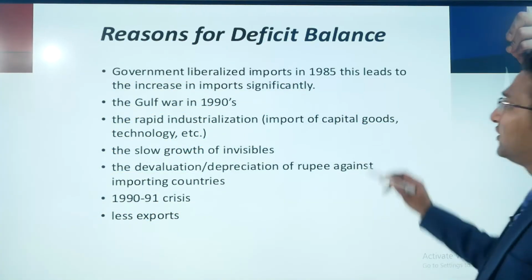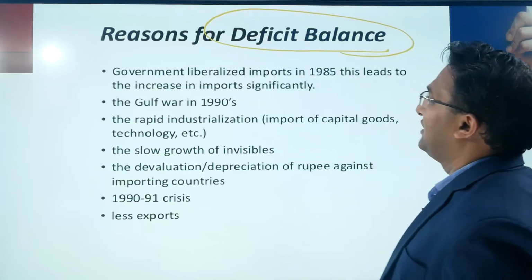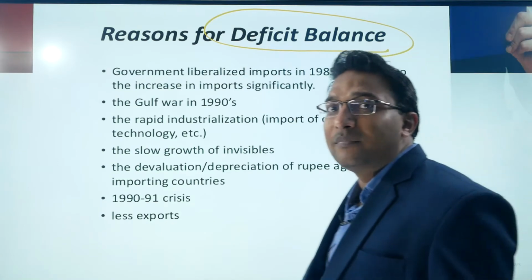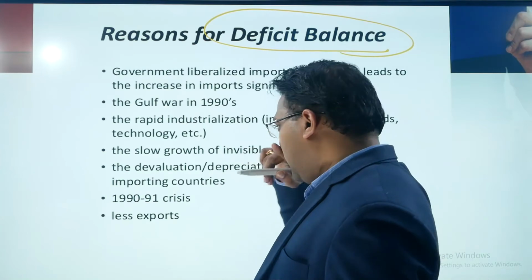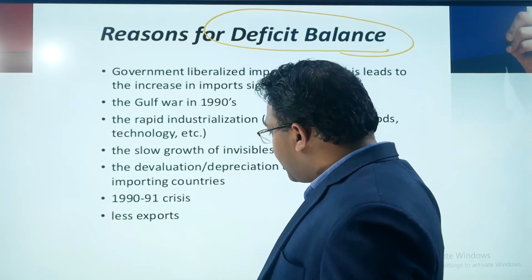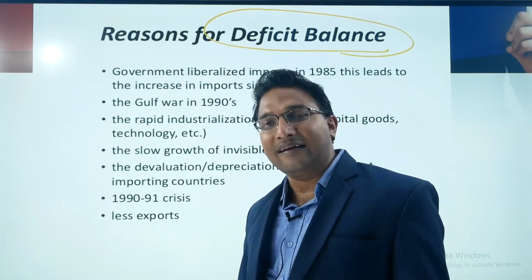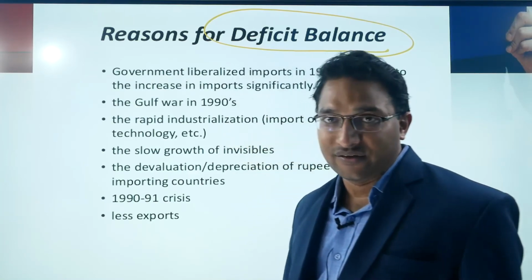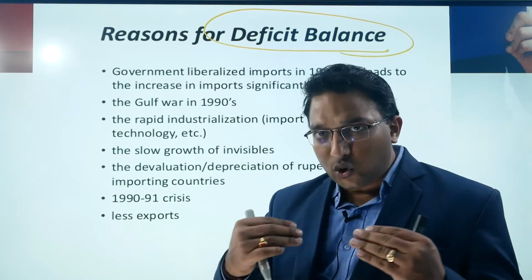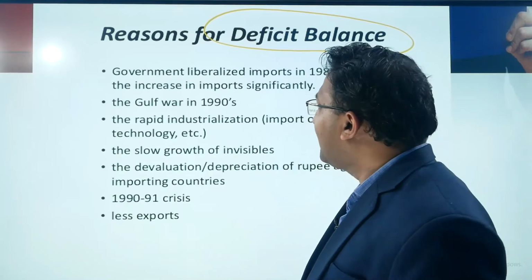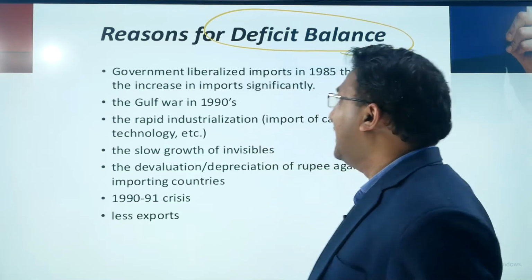Now, what have been the reasons for the deficit balance in India? Normally in India there is a balance of payment in the deficit format. Here I would like to tell you that in 1990 and 1991 there was a huge balance of payment crisis. India did not have sufficient funds to pay for two weeks of imports, right? So at that time there was a huge BOP crisis. Now what was the reason for the BOP crisis?